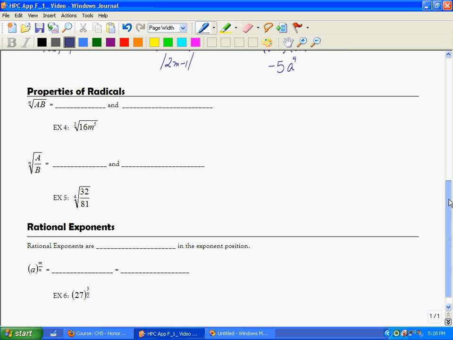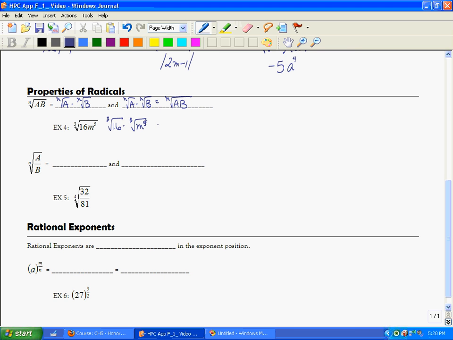When you're looking at properties of radicals, when you're looking at two things underneath multiplied together, you can separate them into their individual radicals. So each of these is the nth root of a and the nth root of b. If they're already separated into their individual radicals, you can put them together underneath one radical as long as the index is the same. In this case, you can take the cube root of 16 and the cube root of m to the 5th separately.